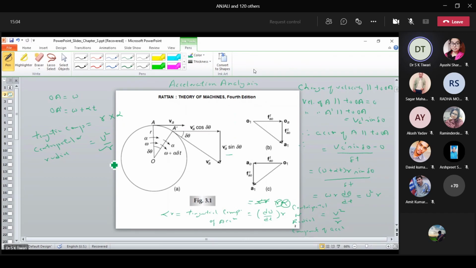Now, in some problems, the first link or the driver link will be rotating with a constant angular velocity. It means the driver link will have only one component of acceleration, and that will be the centripetal or radial component of acceleration. But it doesn't mean that the rest of the links will also have one component of acceleration. Even if the driver link is rotating at a constant angular velocity, the other links in the system will have both components of acceleration. Always keep this in mind.